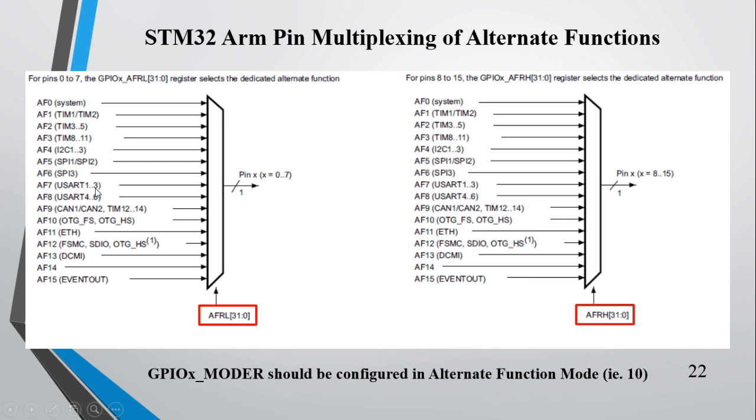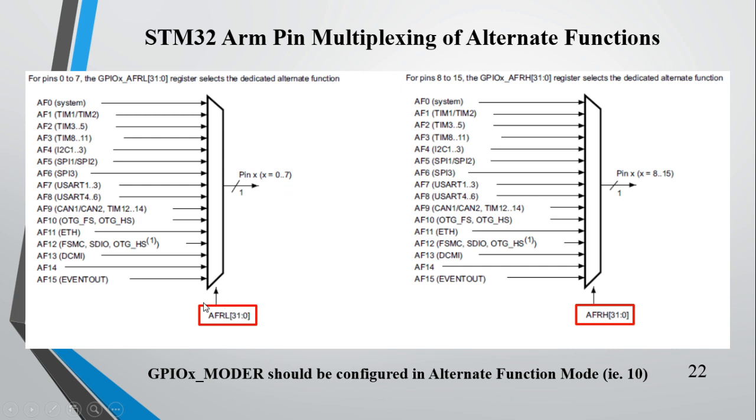So in my case, I need to configure my PA2 and PA3 with alternate functionality 7. Since I am going to configure PA2 and 3, which register I need to use? AFRL, because AFRL is used for configuring the alternate functionality of pin number 0 to 7.